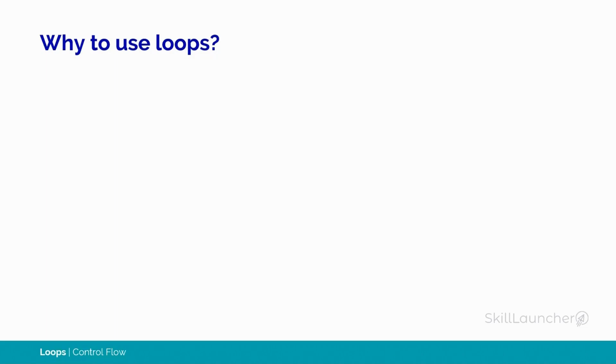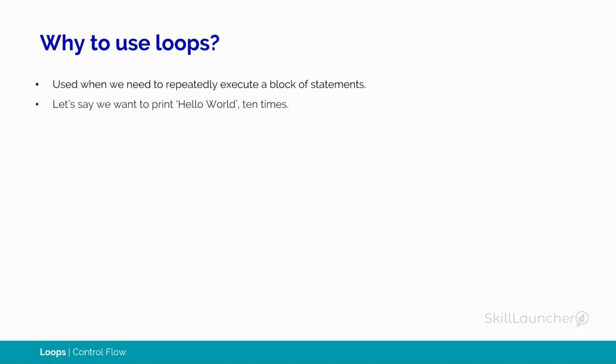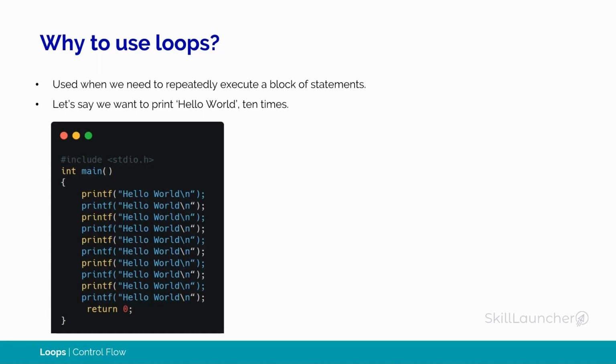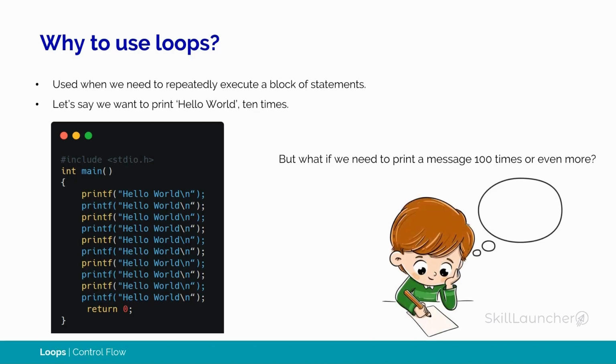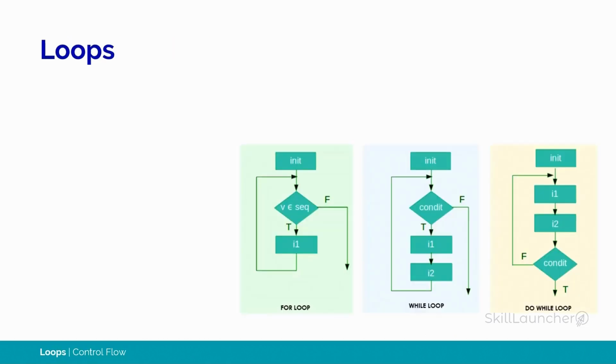Loops in programming come to use when we need to repeatedly execute a block of statements. Now for example, we want to print hello world statement 10 times. This can be done in the following way. We can write the printf statement 10 times. But now, if we need to print this message 100 times or even more, like 1 lakh times, how to do that? This is the need where the loop comes in action.